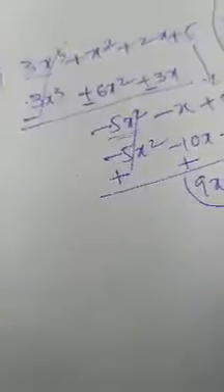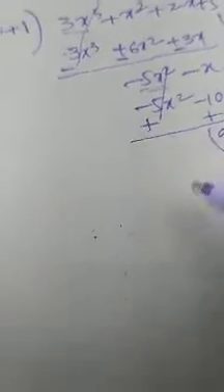So this is the remainder polynomial. Here degree 1, here degree 2. So divisor degree 2, remainder degree 1. So the remainder degree is less, so you can stop the procedure. So what we got? Quotient polynomial is 3x minus 5. Remainder polynomial is 9x plus 10. Okay. Now verification.